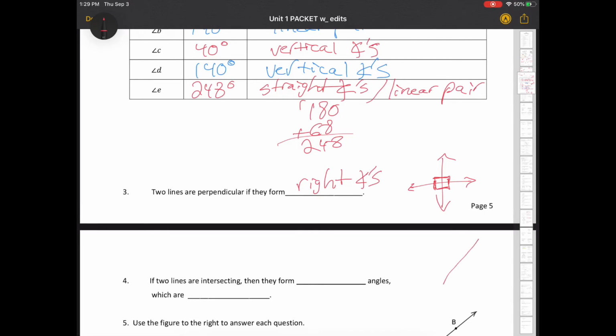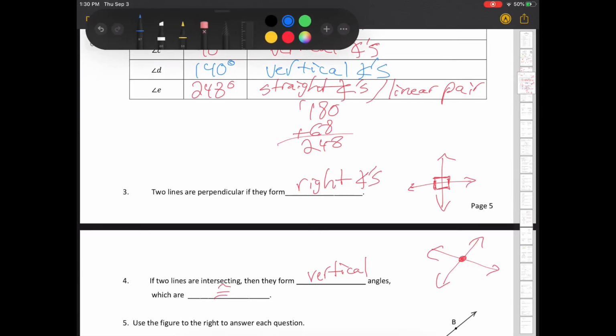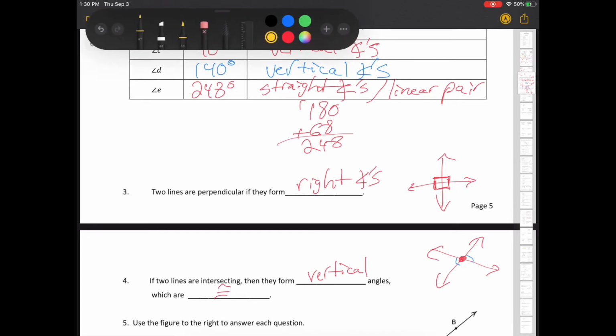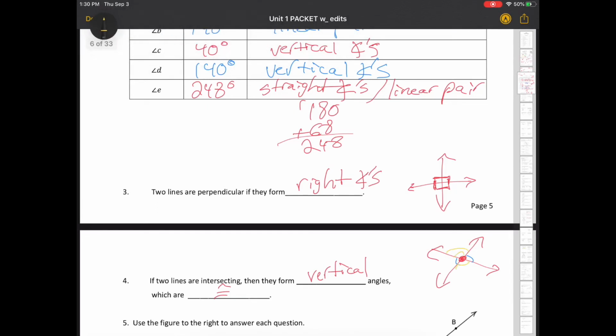So if two lines are intersecting, just two random lines, we don't know anything else, they intersect at a point, this is where they form vertical angles. And what do we say about vertical angles? They are congruent. So that would mean that these two angles are congruent, and then these two angles would be congruent.